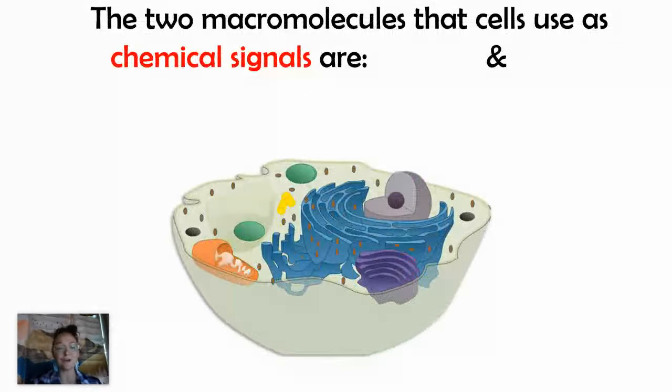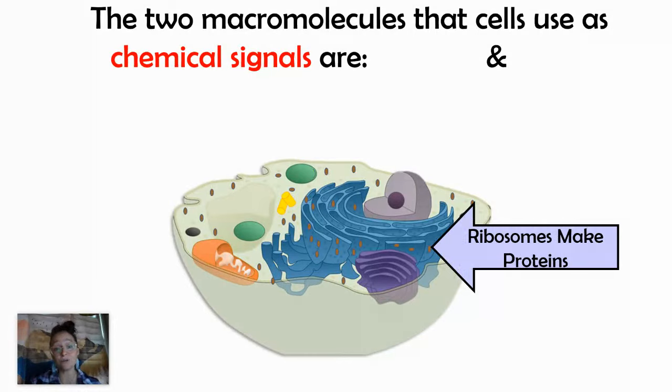When we think about generating or making signals, let's revisit cells and the different organelles, right? We want to think about which of the organelles make things, because if a cell is going to generate chemical signals, it has to use an organelle to do that. One of the organelles that produce stuff is the ribosome. Ribosomes make proteins, so some of our chemical signals are actually protein-based.